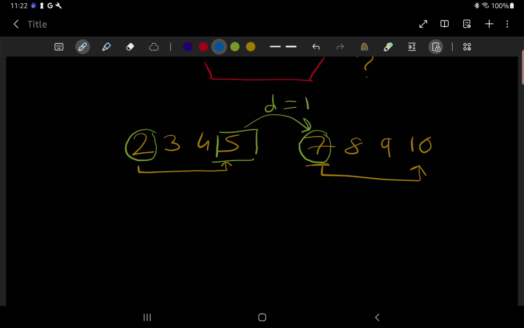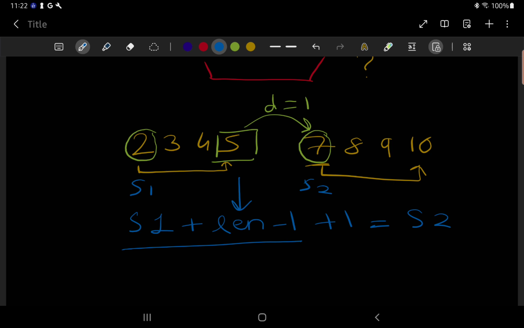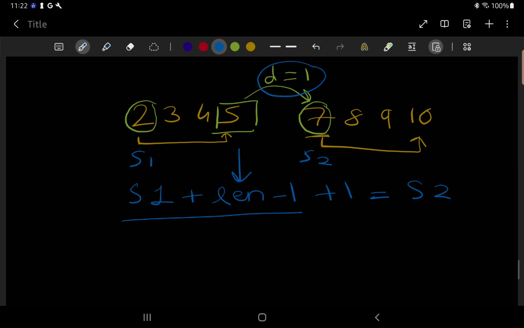Basically, what I mean is start s1 plus length minus 1 plus 1 should be equal to s2. This is s2, this is s1. What we did is added length, which is basically the end element, the whole thing. We added plus 1 for the d and we got s2, right? If you see it very closely, let's cut this out. S2 minus S1 should be equal to length. That's our condition.